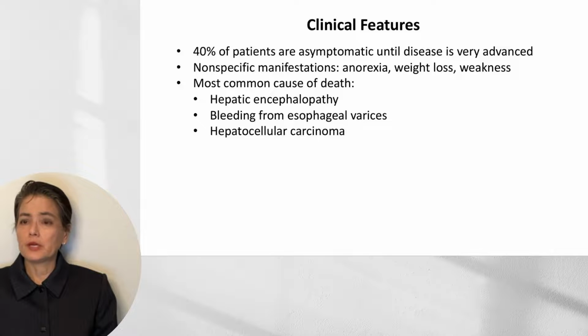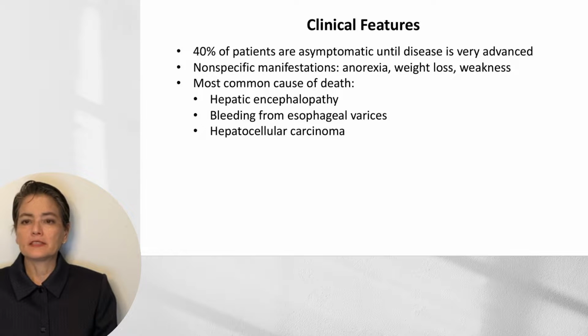So let's review the clinical features of chronic liver failure. About 40% of patients are asymptomatic until the disease is very advanced, and when they do present, it may be with nonspecific manifestations such as anorexia, weight loss, or weakness. The most common cause of death for patients who are unable to obtain a liver transplant will be hepatic encephalopathy, bleeding from esophageal varices, and hepatocellular carcinoma.